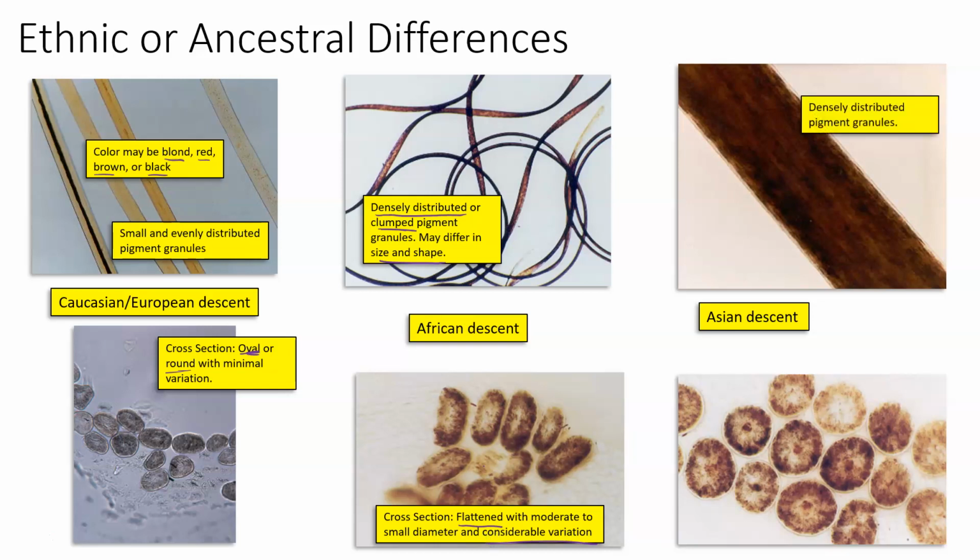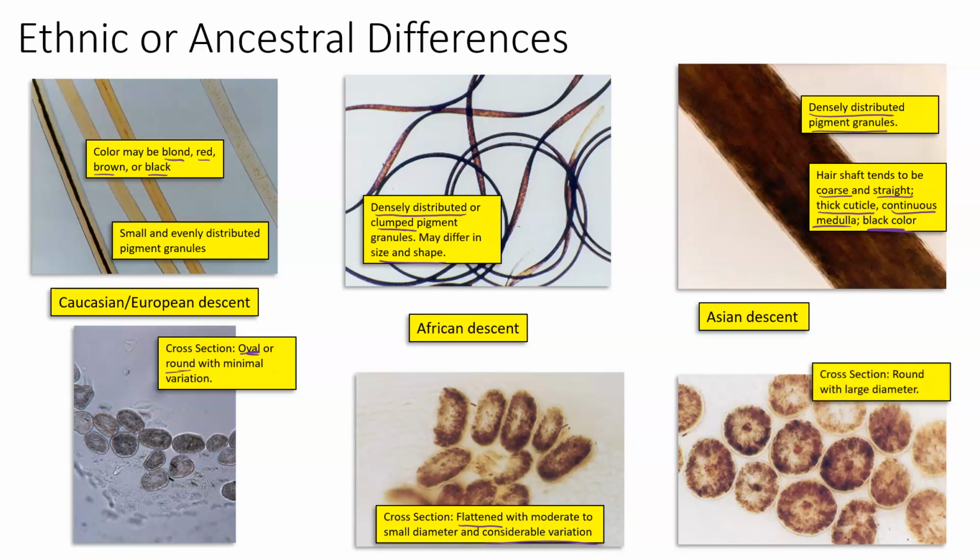As you compare both of those to the Asian descent, you will notice that the hairs in an Asian descent are also densely distributed, and so they are very dark colored as well. They also tend to be very coarse and very straight and very thick, with a continuous medulla, and again black color. And the black color comes from the densely distributed pigment granules.